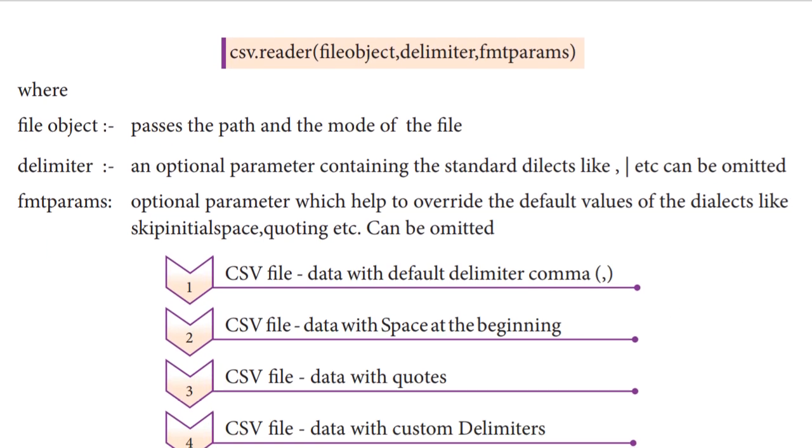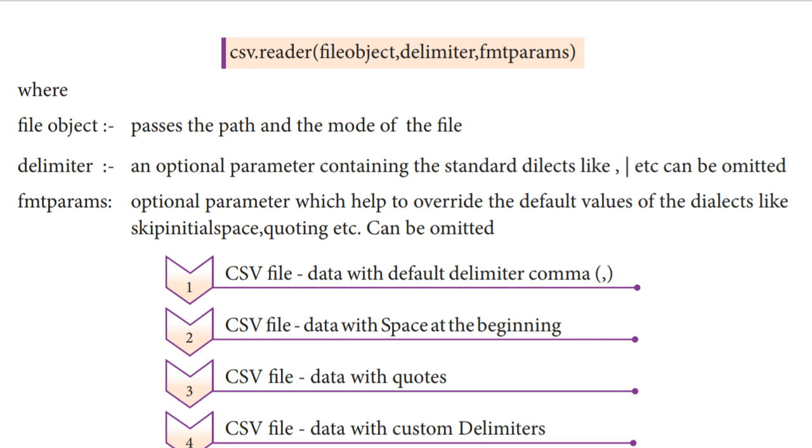This function has three parameters: file object, delimiter, and fmtparams, where the file object passes the path and the mode of the file. So in the file object, we have the file name and the path, then the mode we have to mention, read or write. Next one is the delimiter, an optional parameter, containing the standard dialects. For example, comma, then a pipeline symbol. So like that can be there in the delimiter. If there is any comma, then pipeline, that can be omitted.